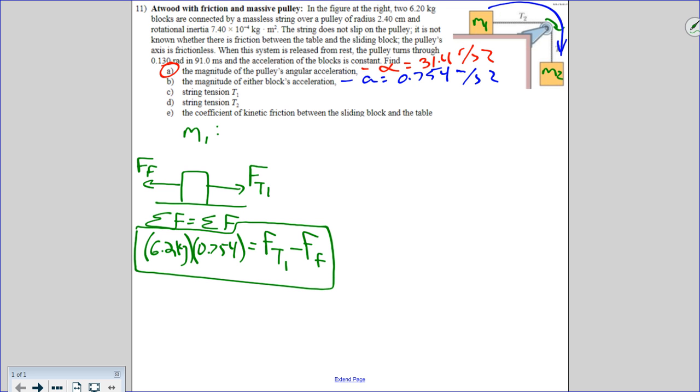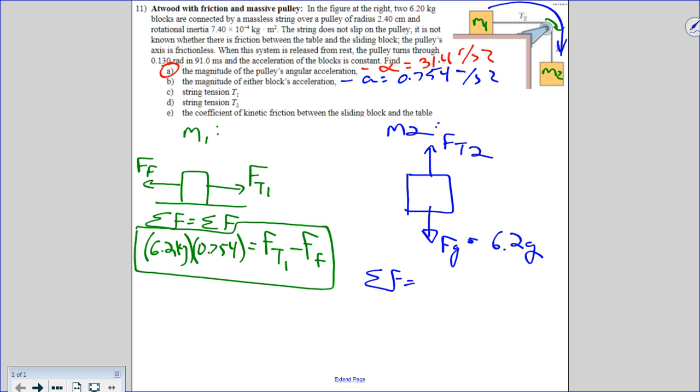Let's do M2. Here's what we know for M2. We've got our block. Gravity is pulling it down with a force of 6.2 g, and then you've got the force of tension 2. Net force equals mass times acceleration. The mass of this thing is still 6.2, and the acceleration is going to be this way, downward.